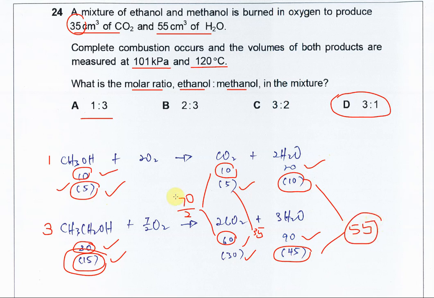So this meets the requirement in the question. The CO2 total is 35 cm3 and the H2O total is 55 cm3. That's why the answer is D.